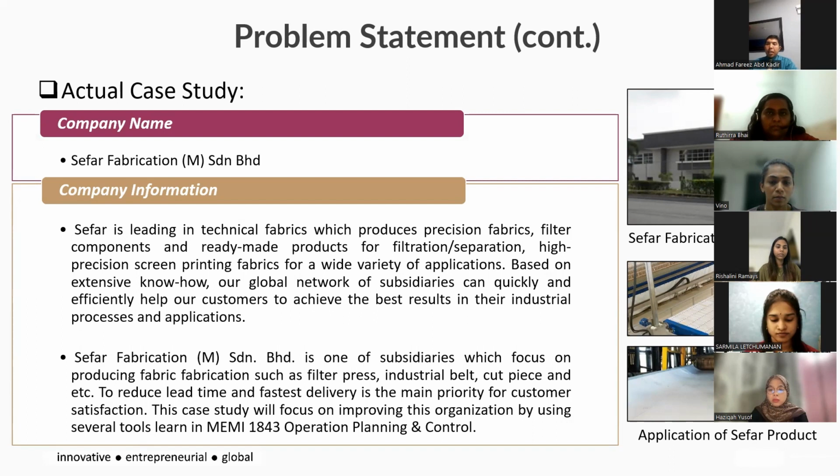So at the right side, you can see the picture. This is a picture of the application of the Sifa product, a filter press. And also we make an industrial belt for several applications in Malaysia industry. Our target for this project is to reduce lead time and produce the fastest delivery to the customer, which means we want to make customer satisfaction. And this case study will focus on improving this organization by several tools learned in our subject, operation planning and control. Next.